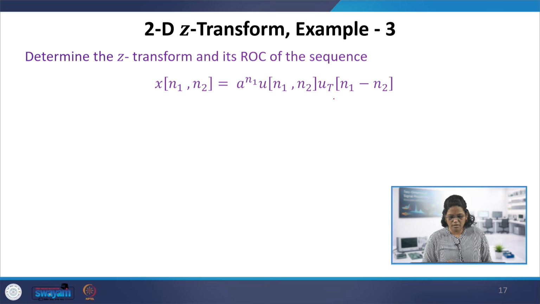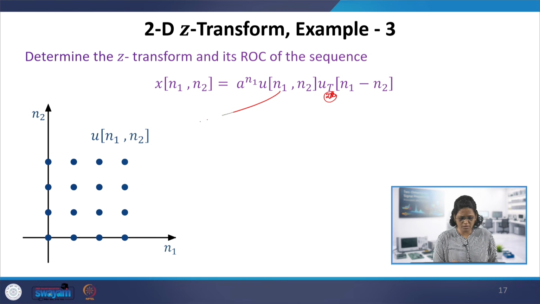Now taking the third example, A power n1, u of n1 minus n2, where u is the 2D step sequence. We have used both notations here, n1 minus n2. So what is this? This is the step sequence, this is A power n1. And what about the u of n1 minus n2? That is the sequence here, which carries the value 1 everywhere.